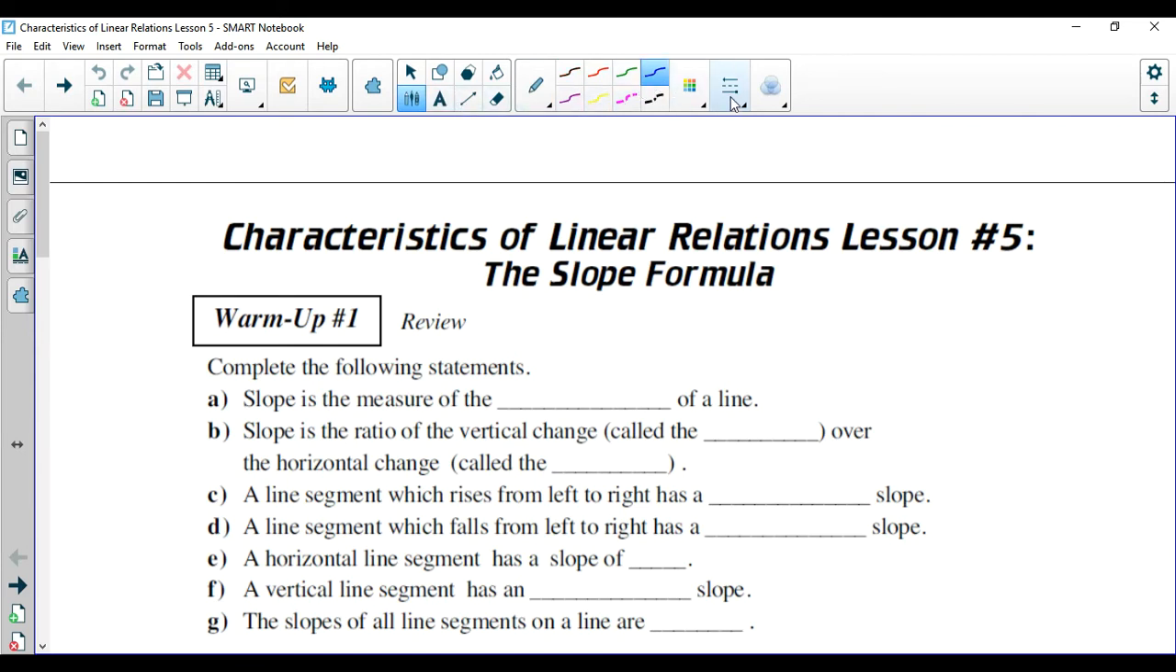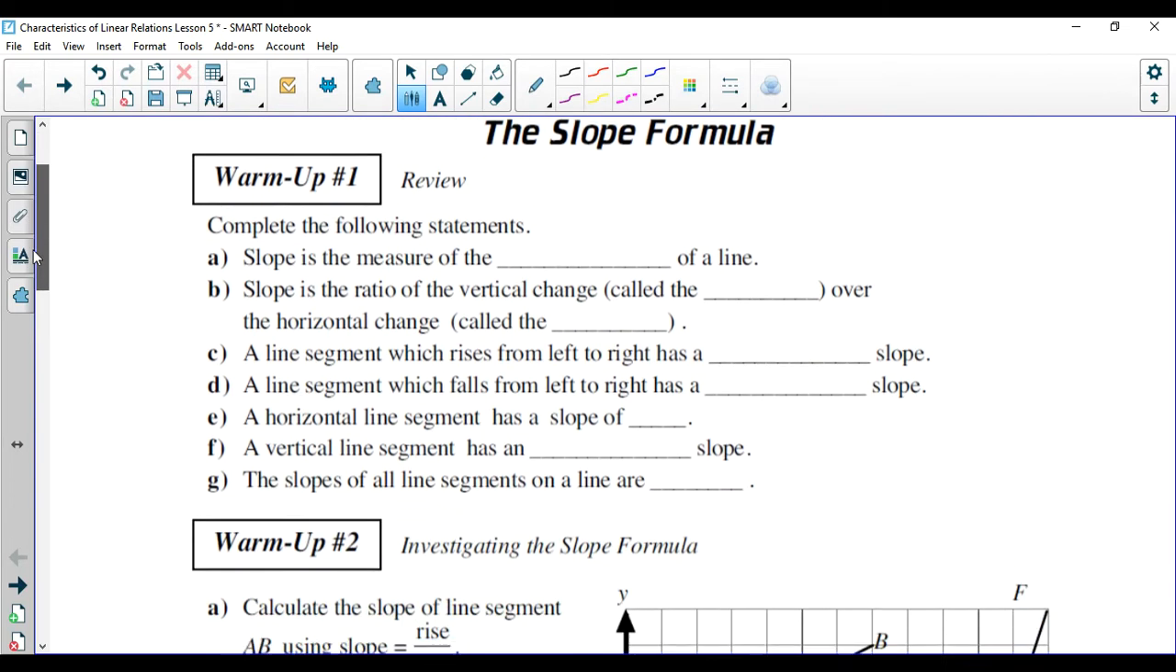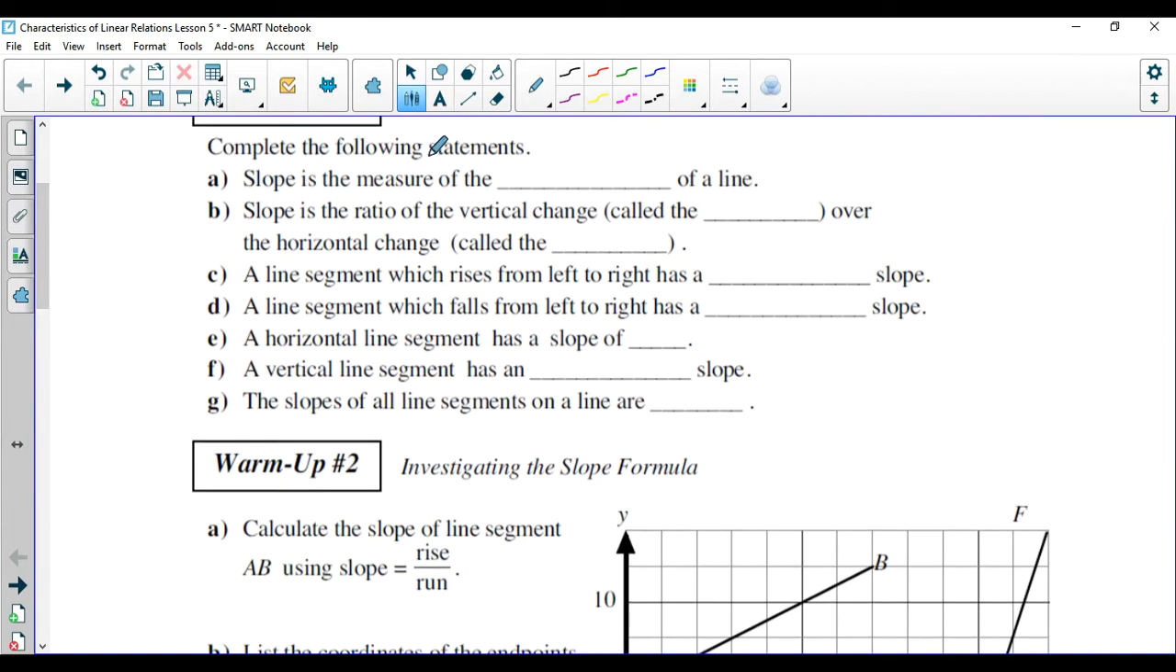So let's pull out a pen. Okay, so let's complete the following statements. So slope is a measure of the steepness of a line.